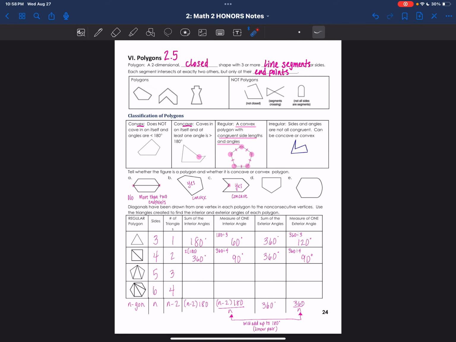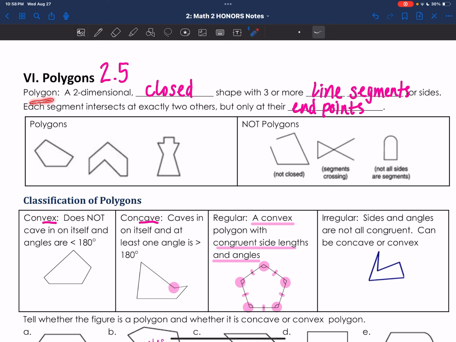All right, today we're going to be talking about polygons. A polygon is a two-dimensional closed shape with three or more line segments or sides. Each segment intersects exactly two others, but only at their endpoints. So, here are some examples of polygons.